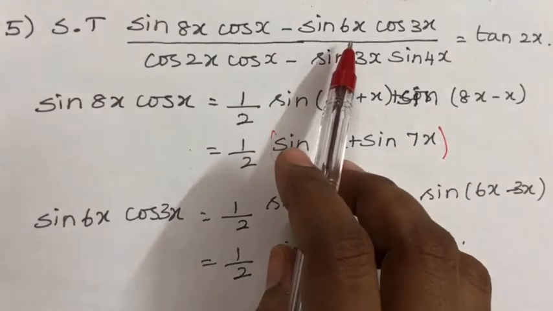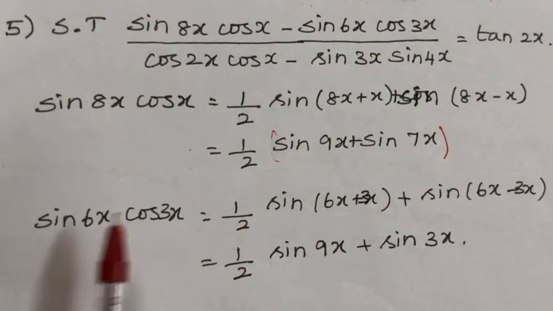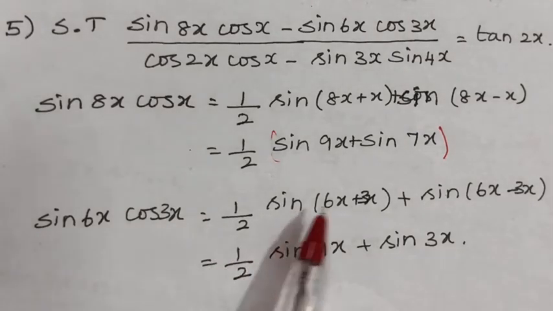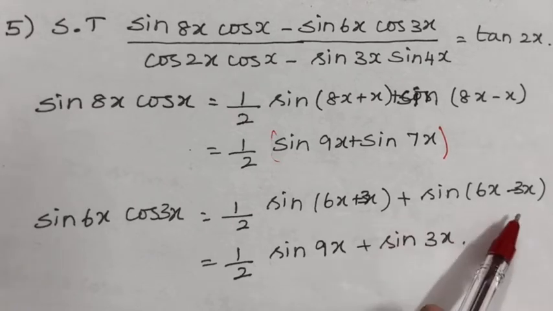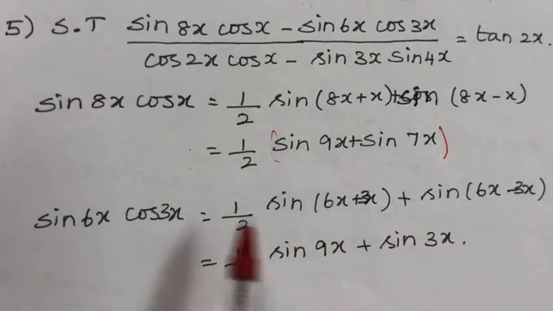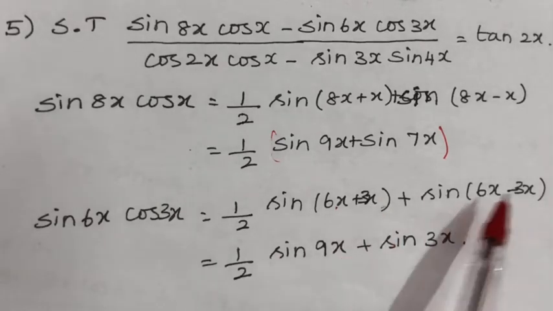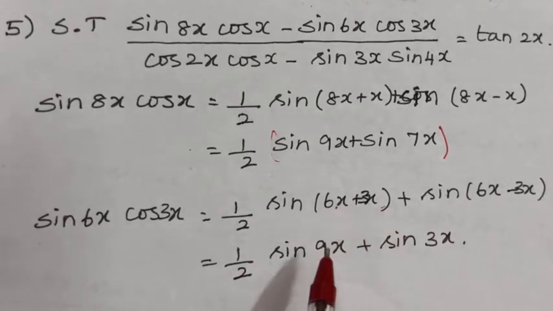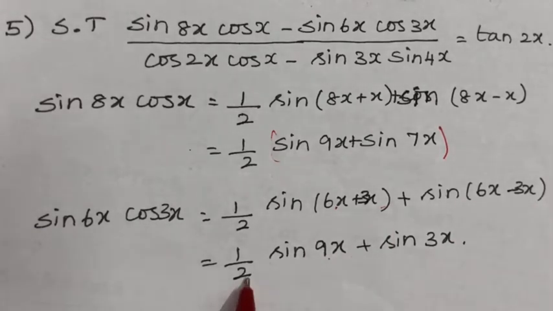Now the next term, sin 6x cos 3x. Here sin cos, so the identity is half into sin(A plus B) plus sin(A minus B). So A plus B, 6x plus 3x. A minus B, that is 6x minus 3x. While adding you get 9x and while subtracting you get 3x. So half into sin 9x plus sin 3x.